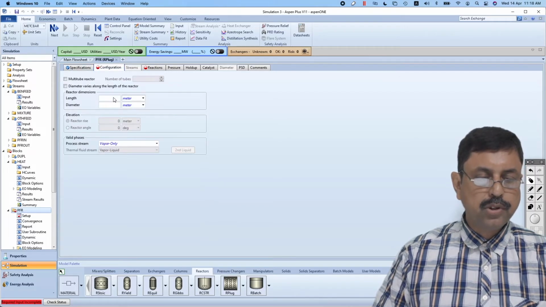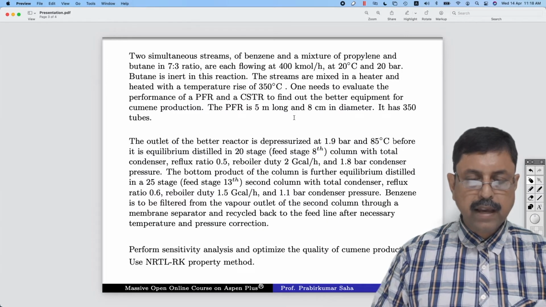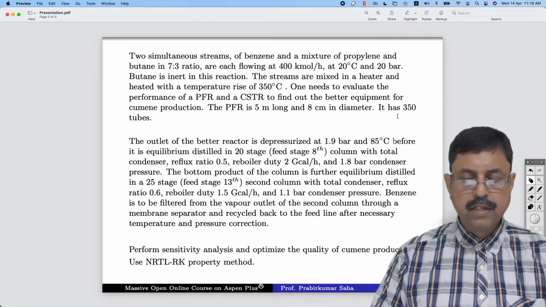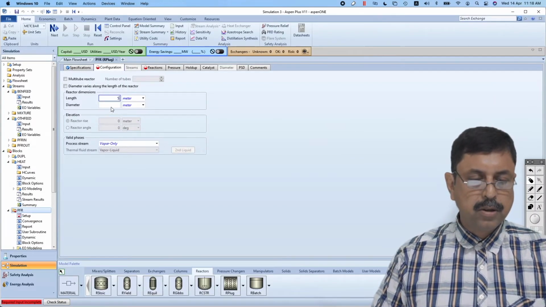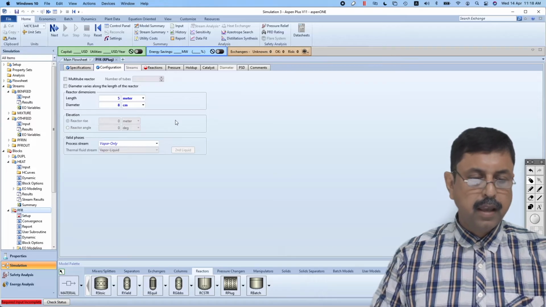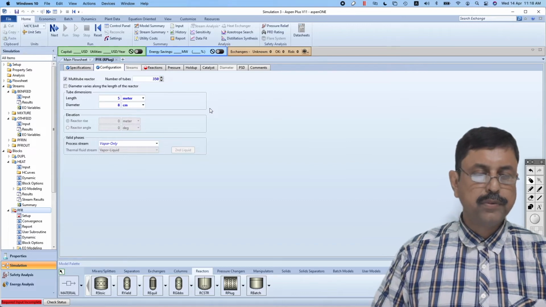Configuration, we have to check what is the configuration. We have 5 meter long and 8 centimeter diameter. It has 350 tubes. So it is 5 meter long, diameter is 8 centimeter, and it's a multi-tube reactor with 350 number of tubes.